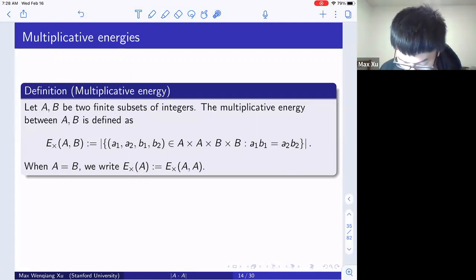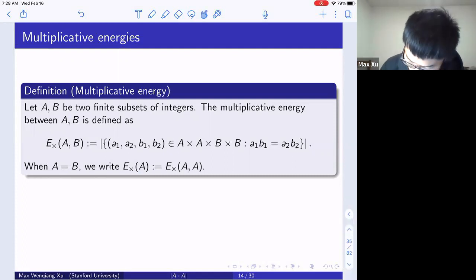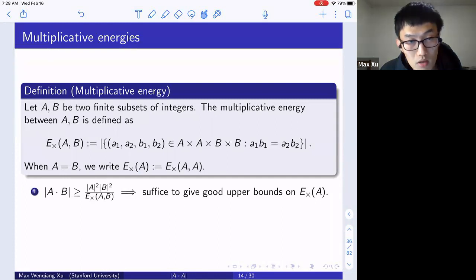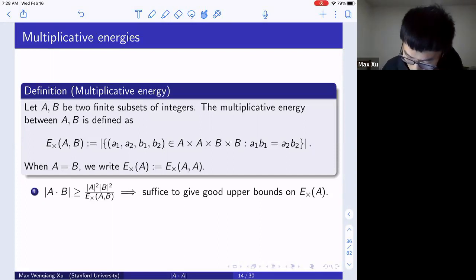So why multiplicative energy? Well, it's strongly connected to the size of the product set, by Cauchy-Schwarz. The first estimate I want to mention is that the product set of A and B will be at least |A| squared |B| squared divided by this energy. So if you want to give a lower bound on |AB|, it's sufficient to give a corresponding upper bound for the multiplicative energy. This is for general A and B.